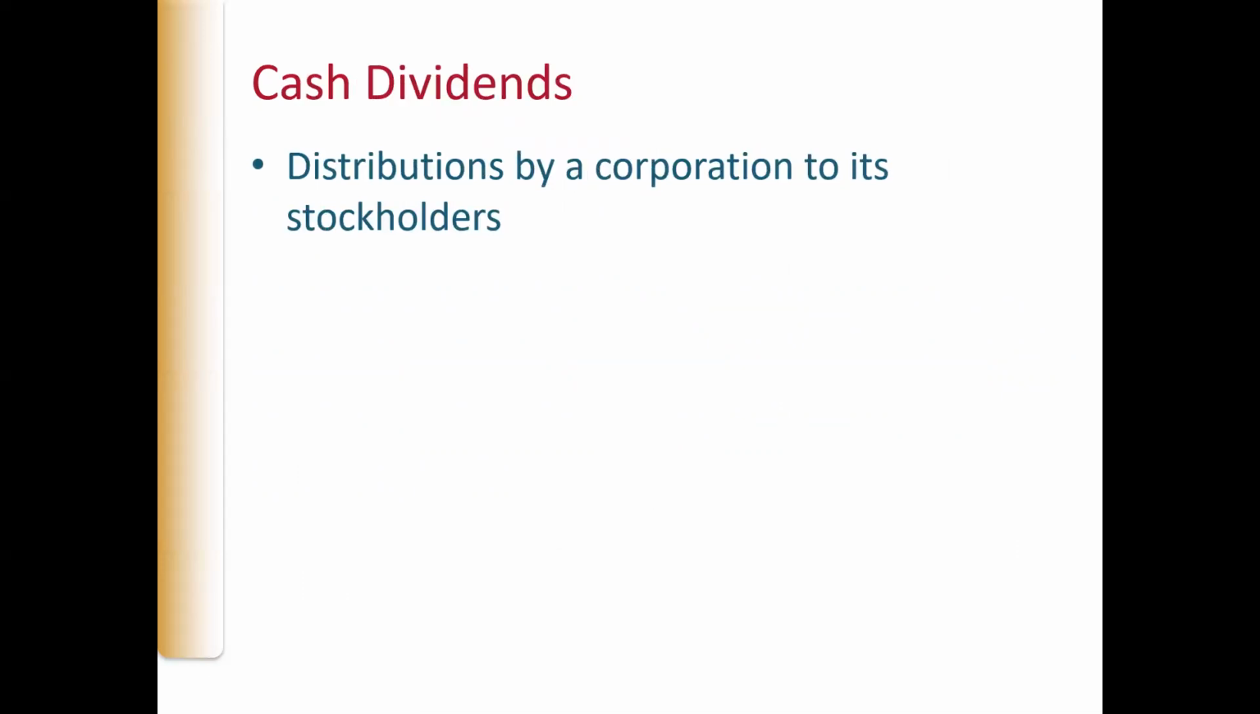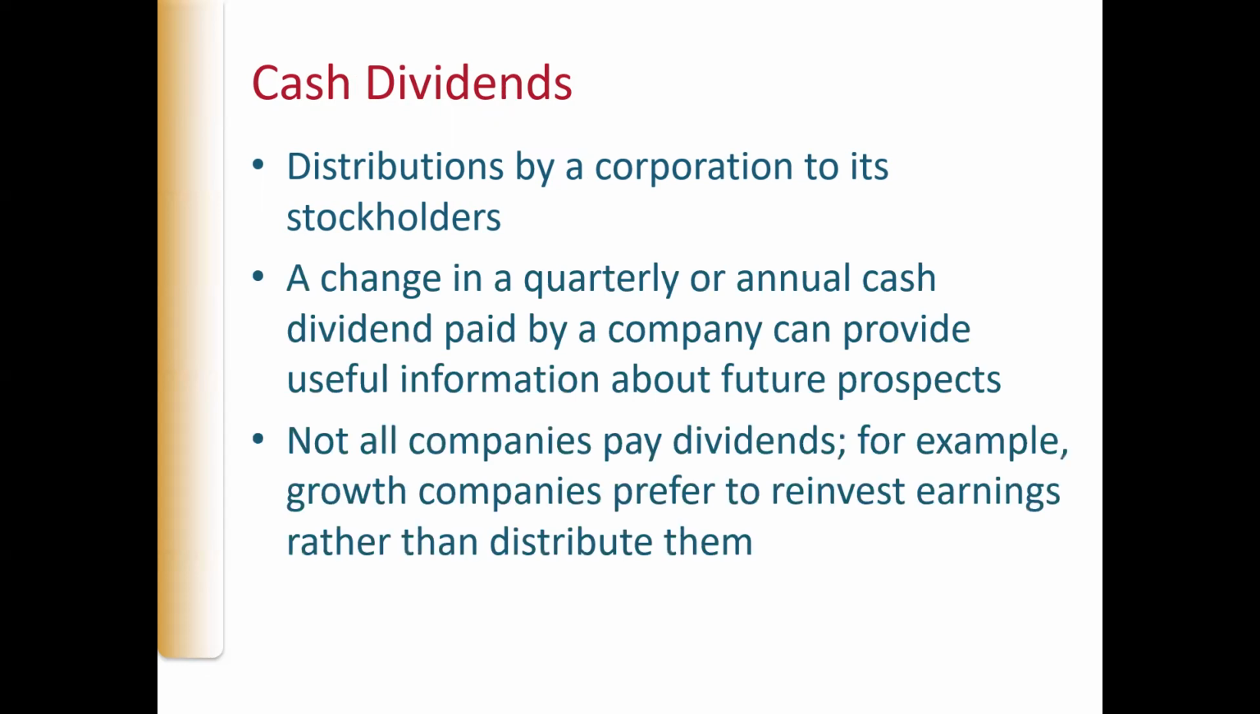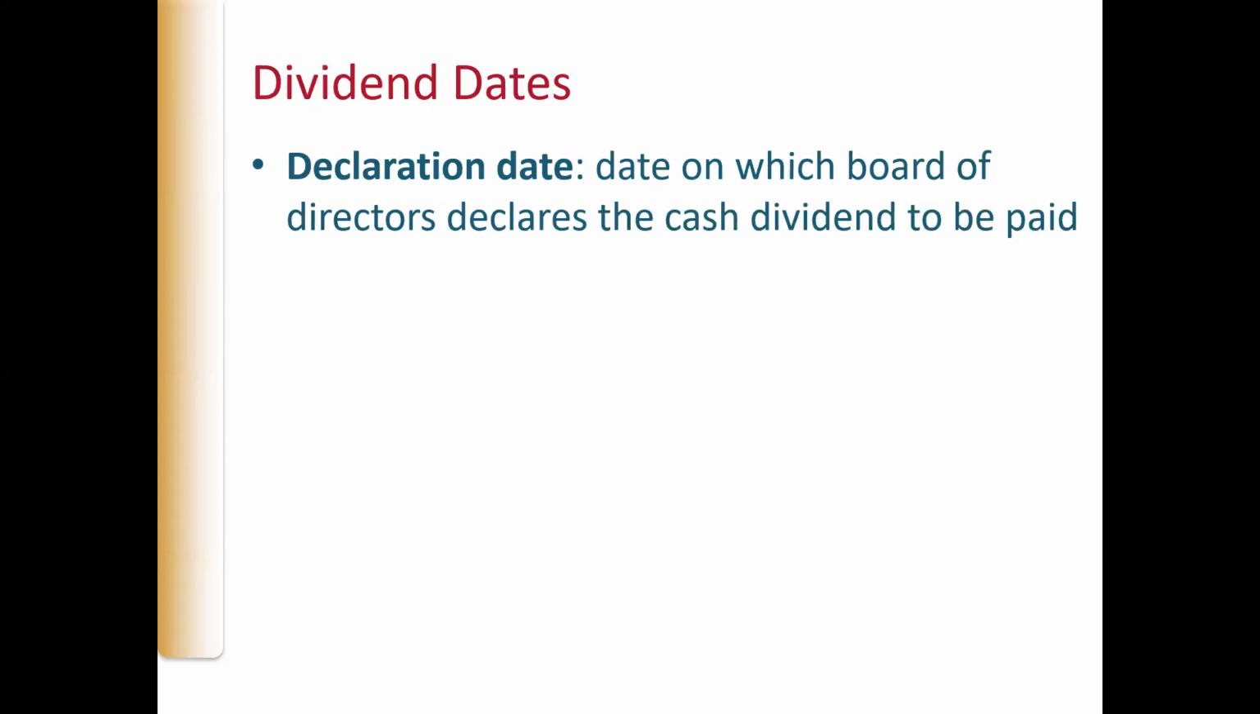Now, oftentimes dividends are paid in cash. We'll talk about when they're paid in stock, but right now let's talk about what occurs when they're paid in cash. Cash dividends can be paid quarterly or annually. Not all companies pay dividends. Oftentimes, growth companies don't pay dividends, but utility companies often do pay dividends.